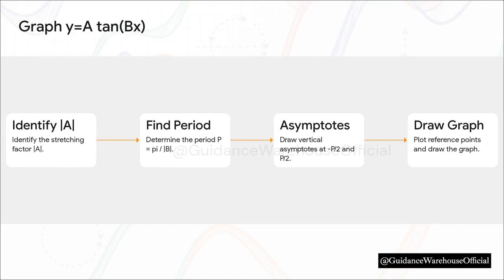All right, let's make this way easier with a rock-solid 4-step procedure. To graph one period of a basic tangent function, y equals a times the tangent of bx, you just follow these steps. First, identify your stretch. Second, find your period. Third, draw your asymptotes to frame everything out. And fourth, plot your reference points to draw the actual curve.